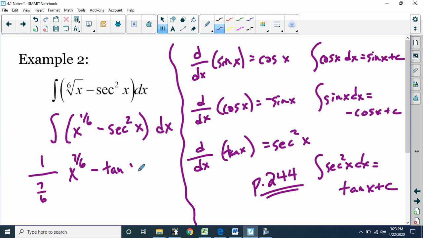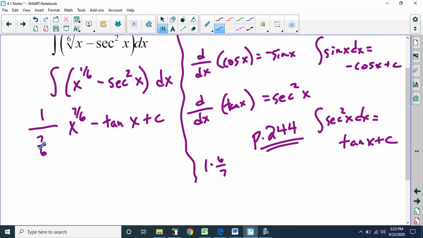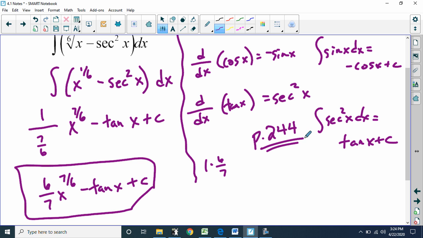Integral of secant squared is tangent x. We just said that. And 1 divided by 7/6 multiplied by the reciprocal is 6/7. So one thing you can do instead of dividing by a fraction, if you have a fraction here, is just multiply by its reciprocal. So best answer on this one, 6/7 x to the 7/6 minus tangent x plus c. Those rules on page 244 would be a good thing to refer back to and then memorize for the Chapter 4 test.